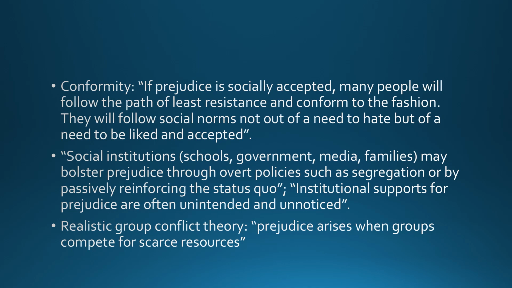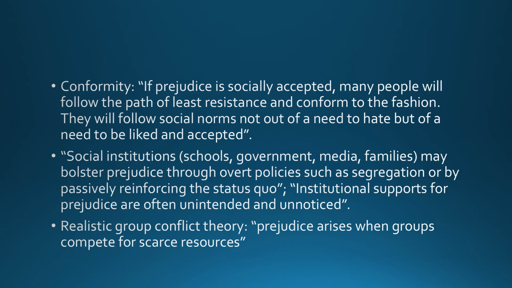Conformity. If prejudice is socially accepted, many people will follow the path of least resistance and conform to the fashion. They will follow social norms, not out of a need to hate, but of a need to be liked and accepted. In other words, they're not prejudiced because they want to hate someone else. They just want to follow the social norm and do what everybody else in their group is doing, which if that's following a certain prejudice, they'll follow it also to be liked by the group.